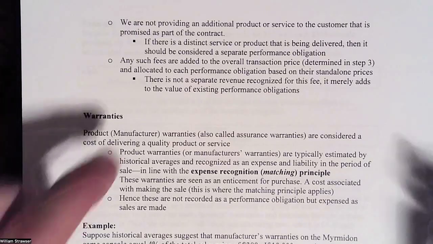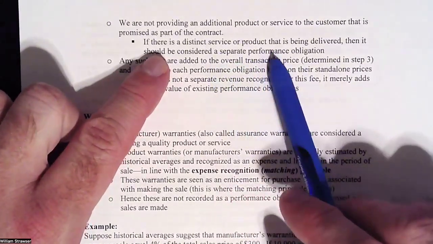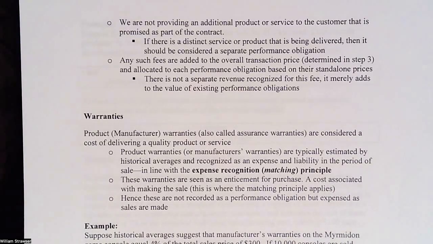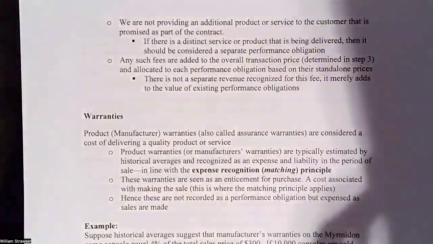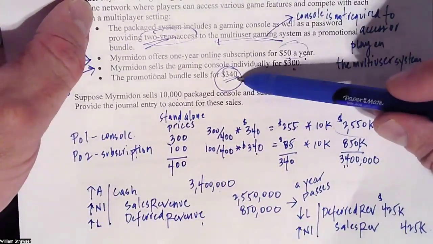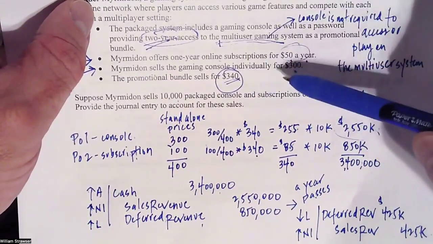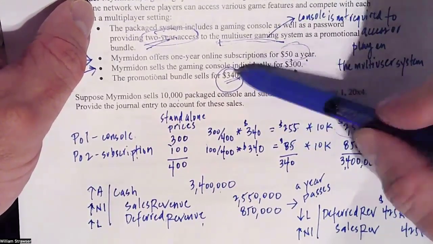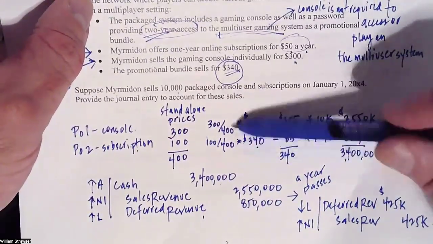If we are providing a separate, distinct service or product, then yes, it is a performance obligation. So if that fee is actually giving me something of worth, of value, then it can be considered a separate performance obligation. If we're not getting anything else, then we just add these fees in when we determine the transaction price. We'll look at that in a second. If there is this sort of registration fee, then, for example, in this Myrmidon example, we would just add it to the 3.4 million, whatever that fee was, because it's not tied to any one performance obligation. It's going to be allocated to both based on their standalone prices.